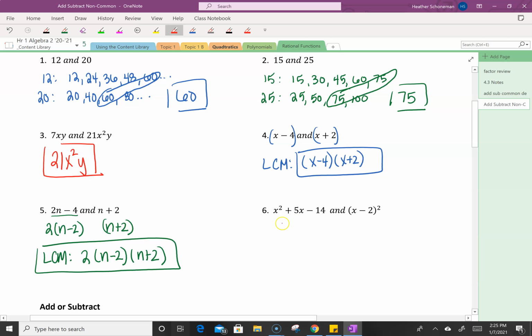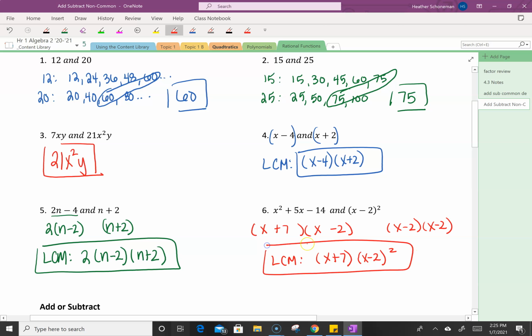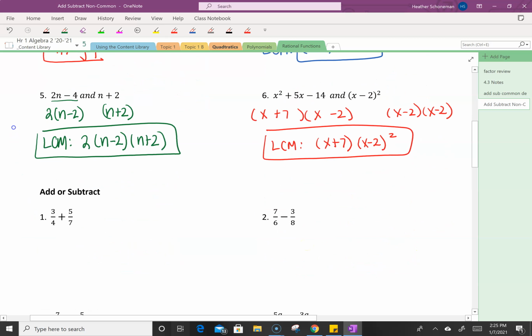Last but not least, I'm going to factor that because I can't figure out the least common multiple until it's factored. So I've got x and x, and the two numbers that multiply to negative 14 and add to 5 would be 7 and negative 2. This one is just x minus 2, x minus 2. Everything has to be included in the least common multiple. So I have an x plus 7. This has 1 x minus 2, and this has 2, so I have to include 2 of them because everything has to have representation in the least common multiple.